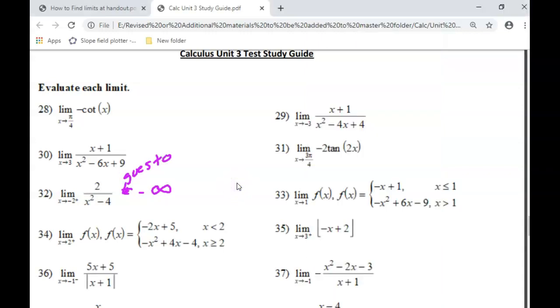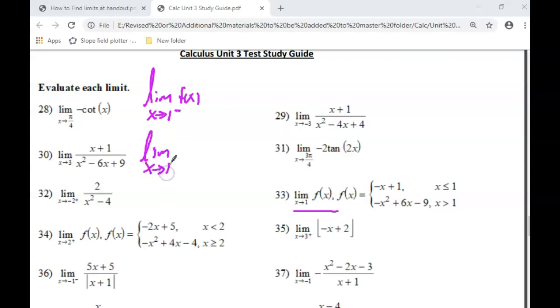Okay, let's continue our journey here. Number 33. Now we're finding the limit of a piecewise function. When you're finding the limit of a piecewise function, you have to make sure the limit from the left and the right are the same. So we have to kind of do this one in pieces. We have to find the limit as x approaches 1 from the left for this function. And we're also going to find the limit as x approaches 1 from the right. Now if I'm approaching 1 from the left, that means less than 1, which means the top piece.